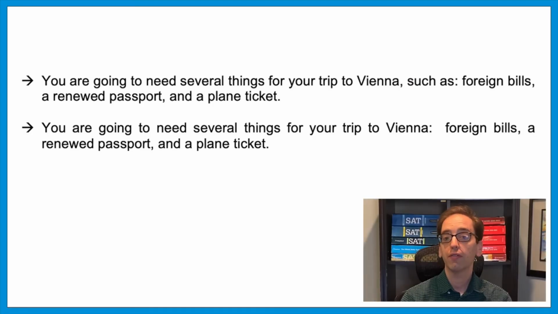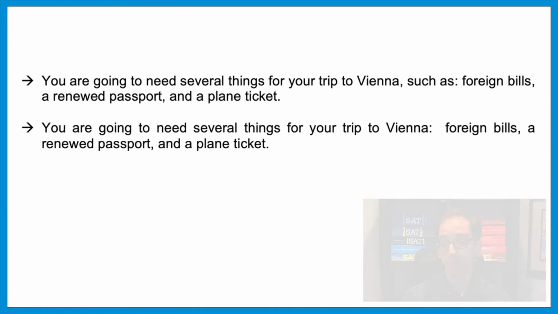Think about if the colons are being used correctly in each sentence here. You are going to need several things for your trip to Vienna, such as foreign bills, a renewed passport, and a plane ticket. You're going to need several things for your trip to Vienna: foreign bills, a renewed passport, and a plane ticket. I'll give you a second. Press pause, think about it.